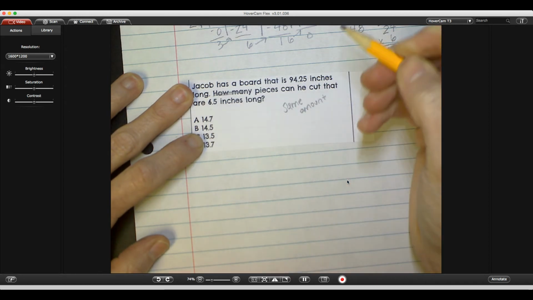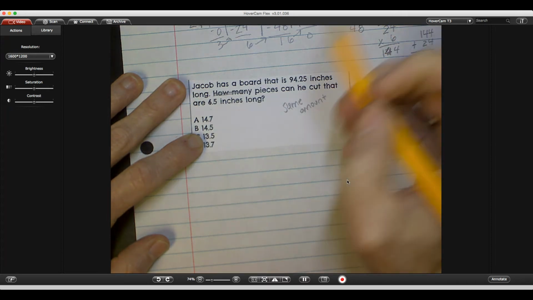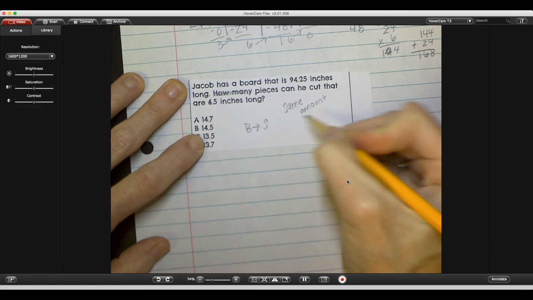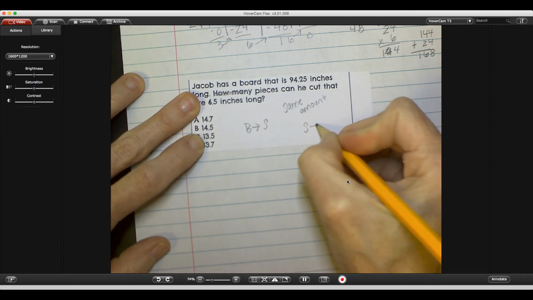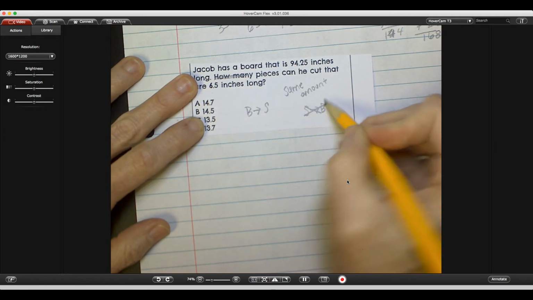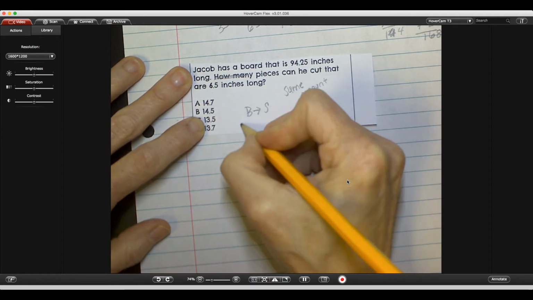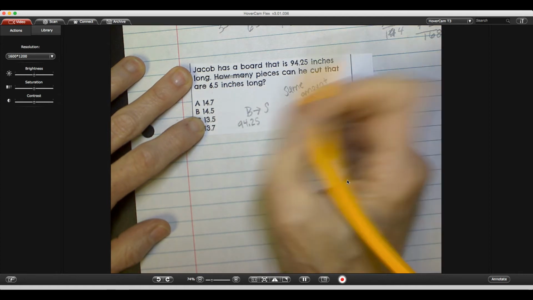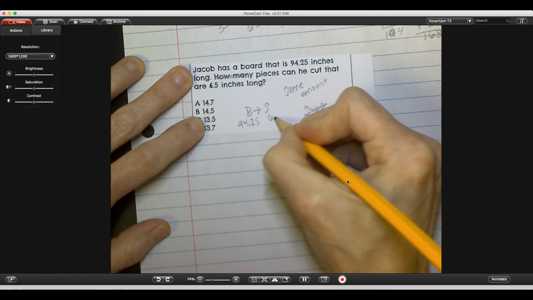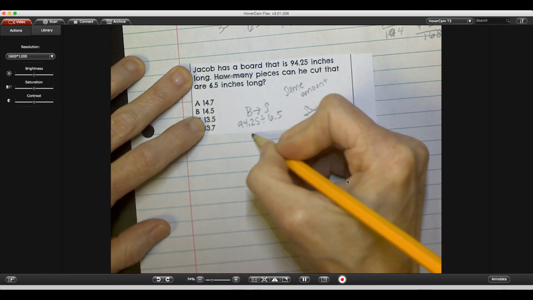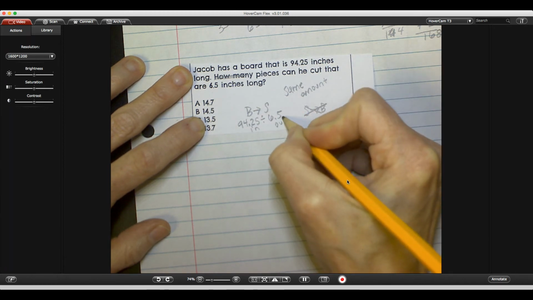So I need to ask myself the silly questions. Am I going to cut my board into smaller pieces, or can I cut smaller pieces into a long board? Well, that doesn't make sense. I have to take my long board, which is 94 and 25 hundredths, and cut it into smaller pieces, and each of those smaller pieces are 6 and 5/10. Replace the arrow with division, then write in and out.